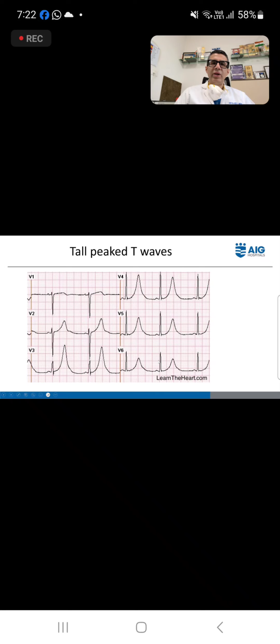This is an example of a tall peaked T wave. So you see the QRS complex and you see the T waves, how big they are. And you can see the morphology here. It's almost like a peaked T wave. So these are tall peaked T waves.